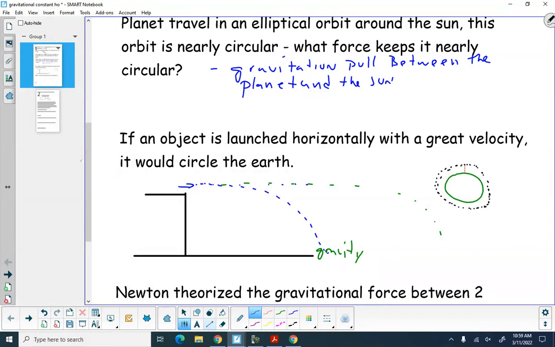But we utilize this idea when we start talking about all the satellites that are up above us.